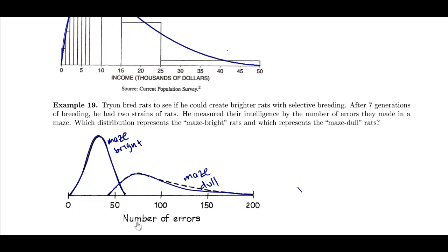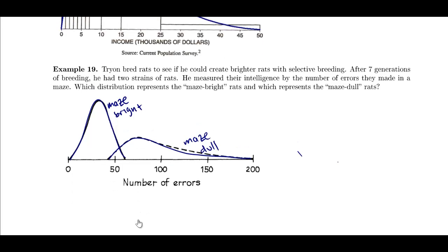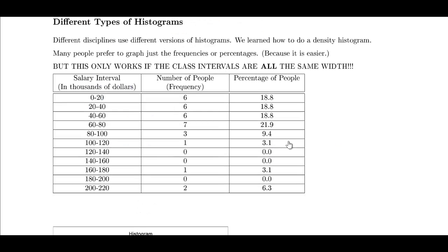So those are just a few examples. And just real quick, just so this is something you've seen, we're going to talk about the different types of histograms. So different disciplines use different versions of histograms. We learned how to do what's called a density histogram, where we represent it by percentages. But many people prefer to graph just the frequencies or percentages instead of having to do the percentage divided by width, because it's a lot easier. But keep in mind, this only works if the class intervals are all the same width. Sometimes you can do this, sometimes you don't have all the data for all the intervals, and so you can't do it this way.